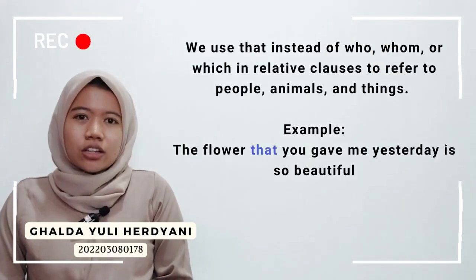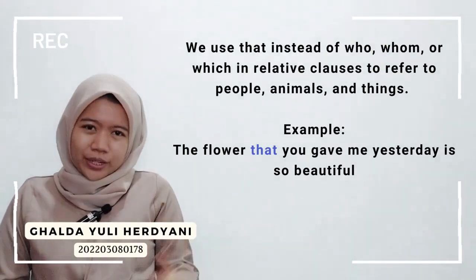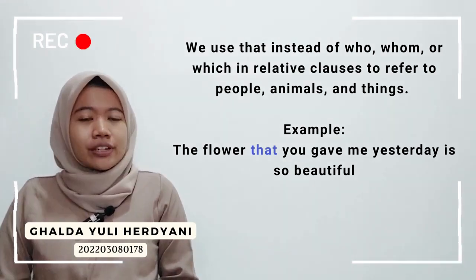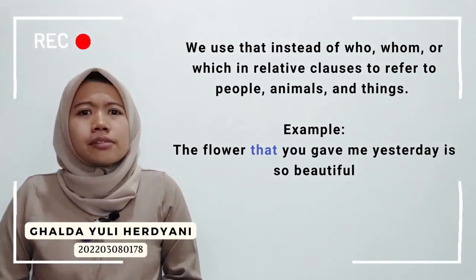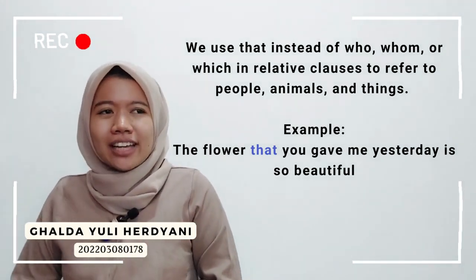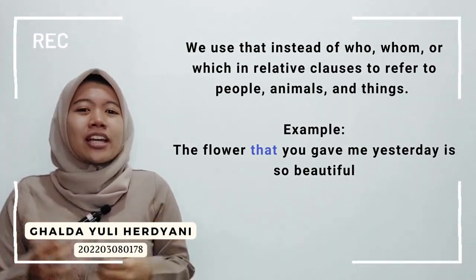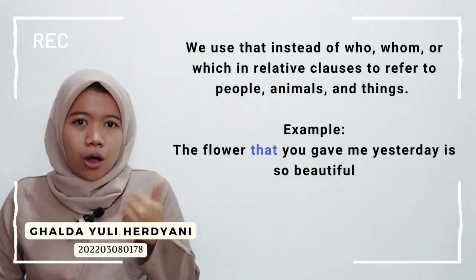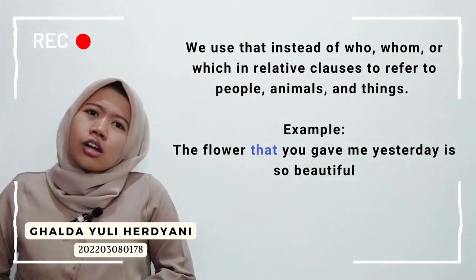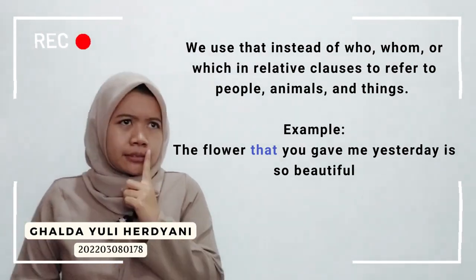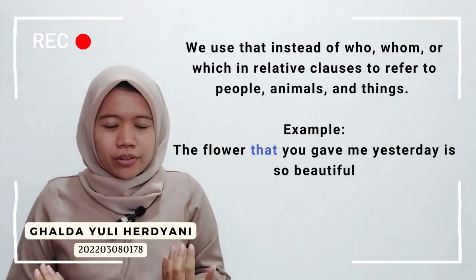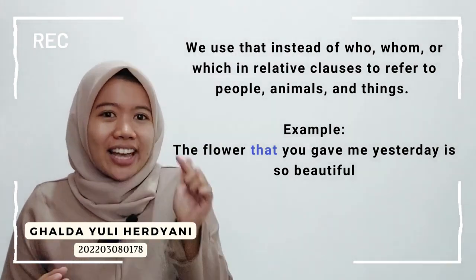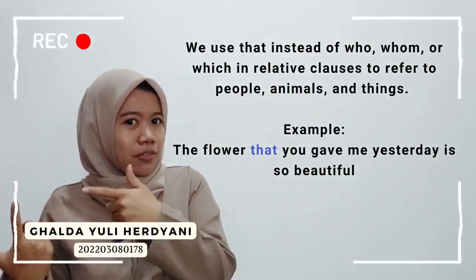The next is the use of that, which is used instead of who, whom, or which in relative clauses to refer to people, animals, or things. However, the use of that also sounds a bit more informal than the use of who, which, or whom. For example, the flower that you gave me yesterday is so beautiful. So, that here refers to the flower.